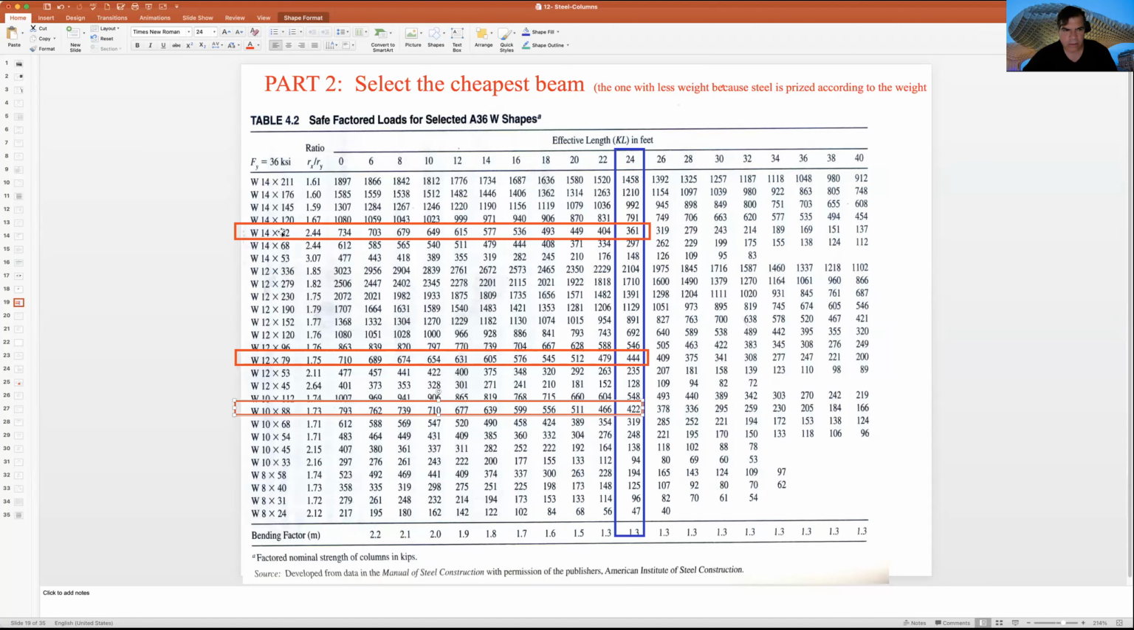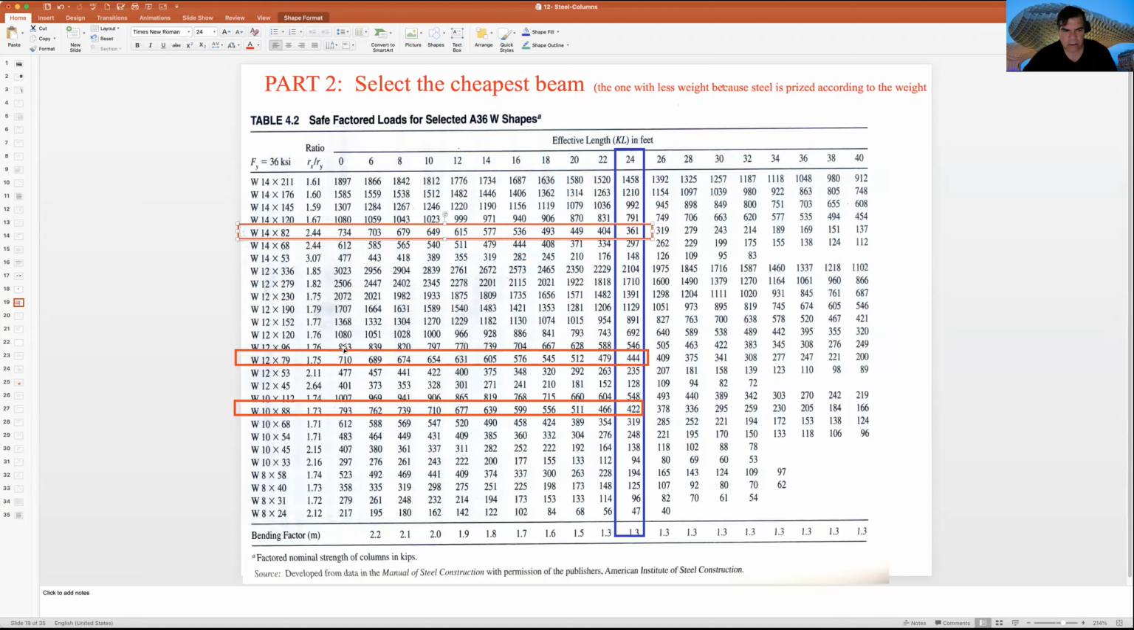For example, here between all the 14s, all these start from here to here, we have two that cannot be chosen, 53 and 68. Well, we choose the next one, that is 14 by 82. We will not choose the one in the top because it's heavier. This one seems to work very well.